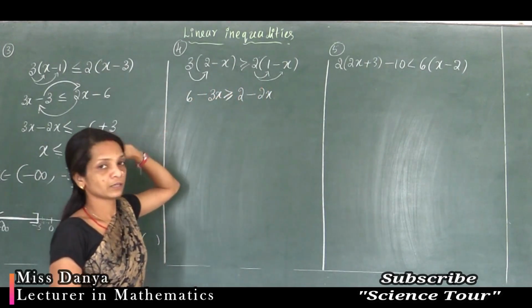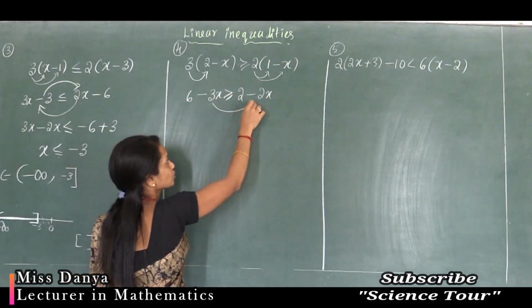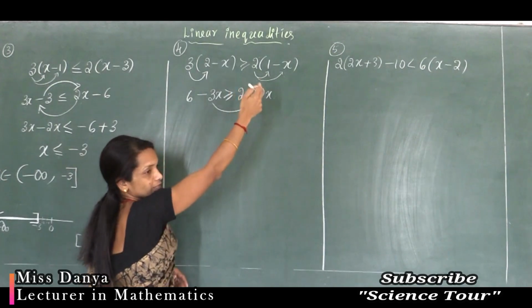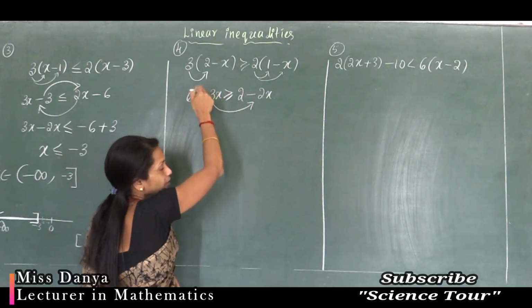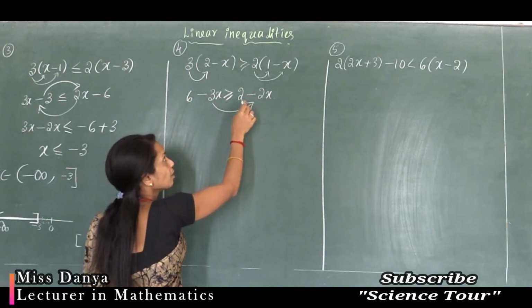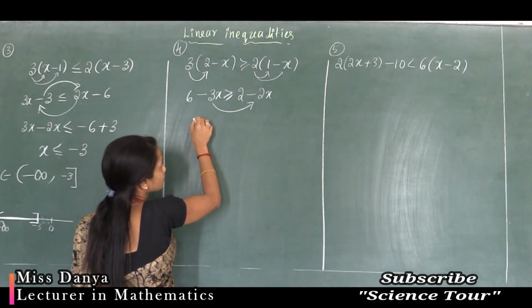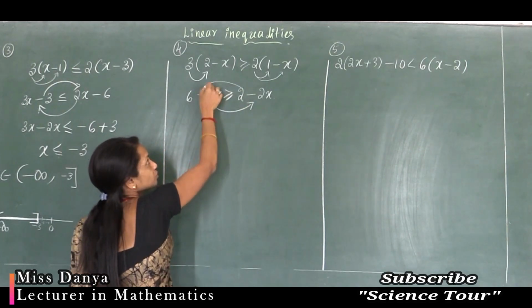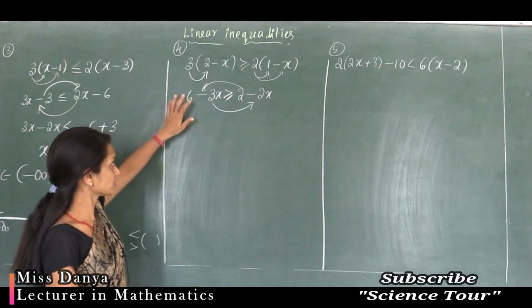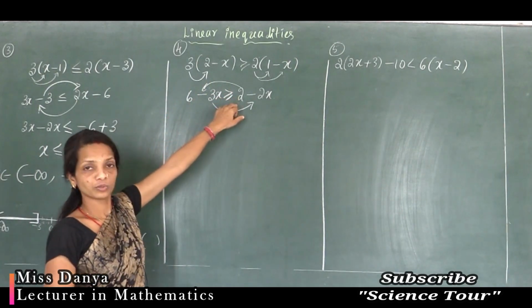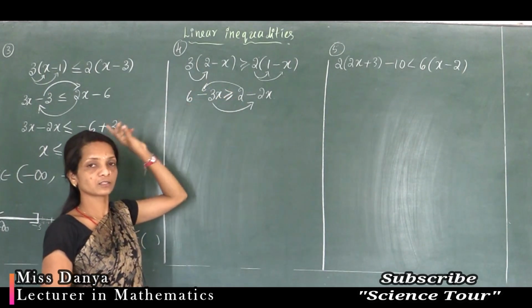So to the right side, you have to shift the x terms. Okay, already minus 2x is there on the right side. With that, you have to write the minus 3x as a plus 3x on the right side. And the left side, you have to shift all the numbers. Already 6 is there on the left side. With that, you have to write the 2 on this side as minus 2.